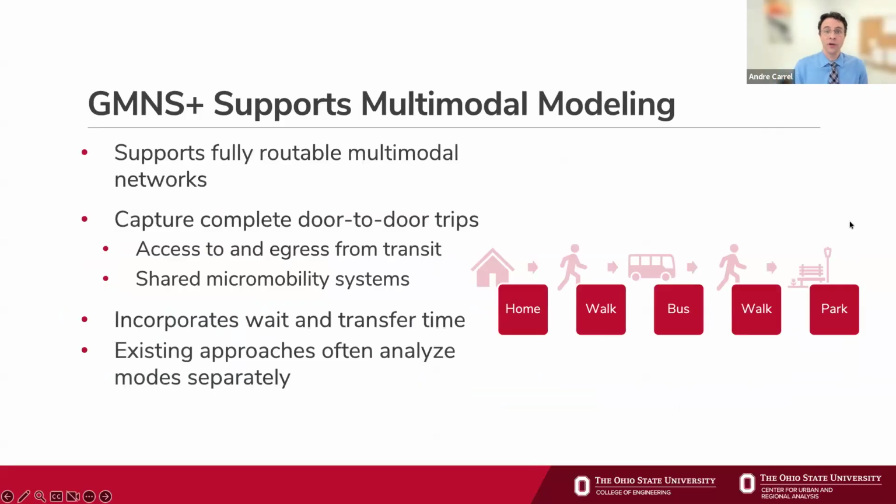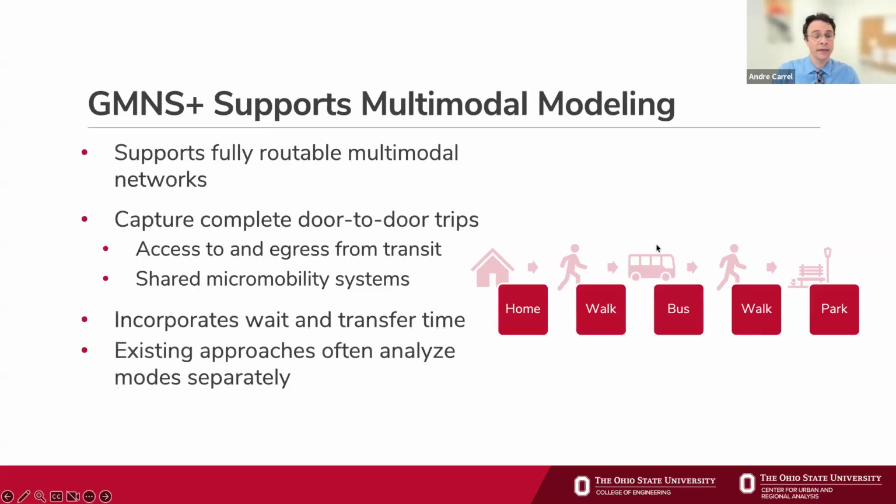Now, one of the big advantages, and this is really what we're going to talk about a lot today, is that GMNS Plus supports multimodal modeling. And so specifically what that means is that with GMNS Plus coded networks, we get fully routable multimodal networks. And that really allows us to capture complete door-to-door trips. So for instance, if we're considering multimodal transit travel, that allows us to not only capture the part of the trip that happens on board of a transit vehicle, but also the access and egress segments that may happen by other modes.